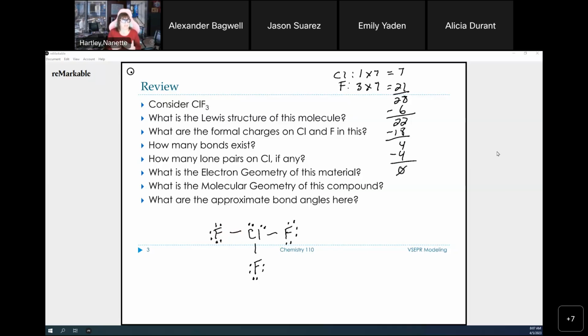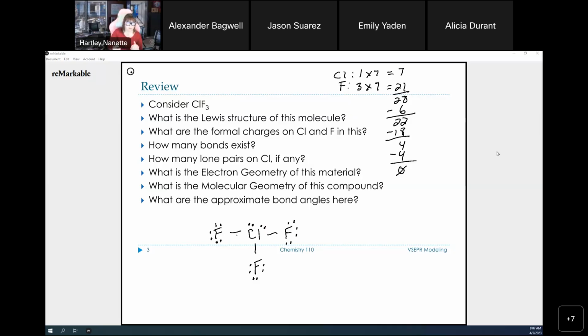The next thing that I need to look at is, 1, do I have an octet for everybody? My fluorines have an octet. My chlorine actually has access to 2, 4, 6, 8, 10 electrons. So that is considered a violation of the octet rule because there are more than 8 electrons around chlorine, but that is okay. Okay, because of where he is, he can do that. So having those there is perfectly fine, but we've met the octet rule.